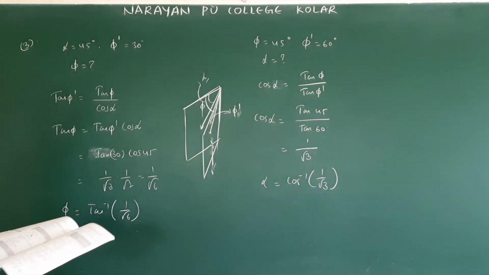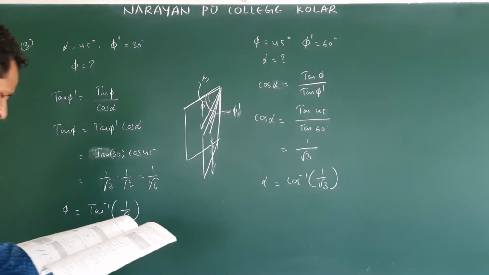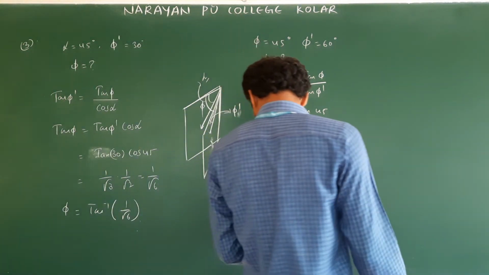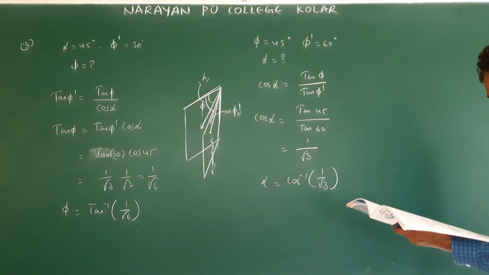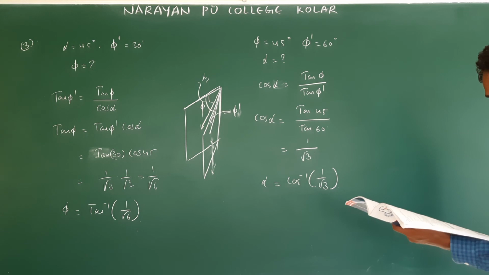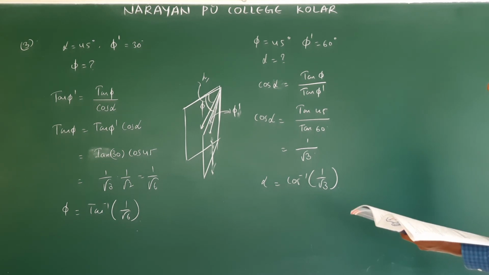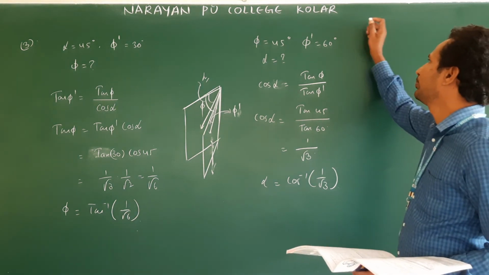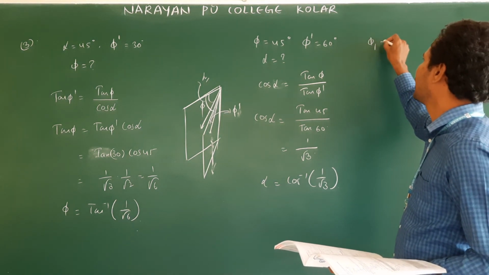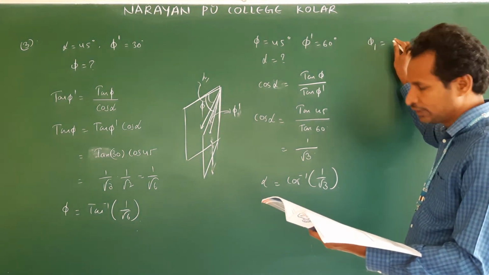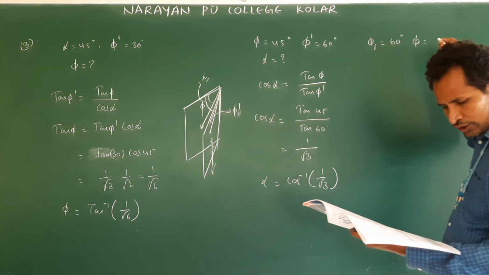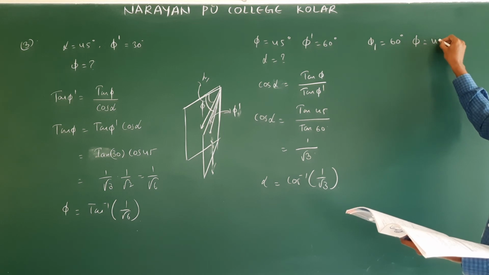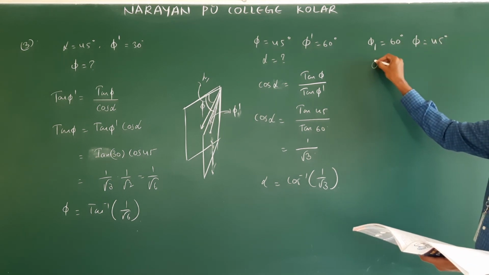Clear? Next question B. A dip circle shows apparent dip of 60 degree at a place where the true dip is 45 degree. If the circle is rotated through 90 degree, what apparent dip will it show? Another apparent dip they are asking. Phi 1 is given, first dip angle. This is 60 degree. True dip is given, phi is equal to 45 degree. And they are asking phi 2.